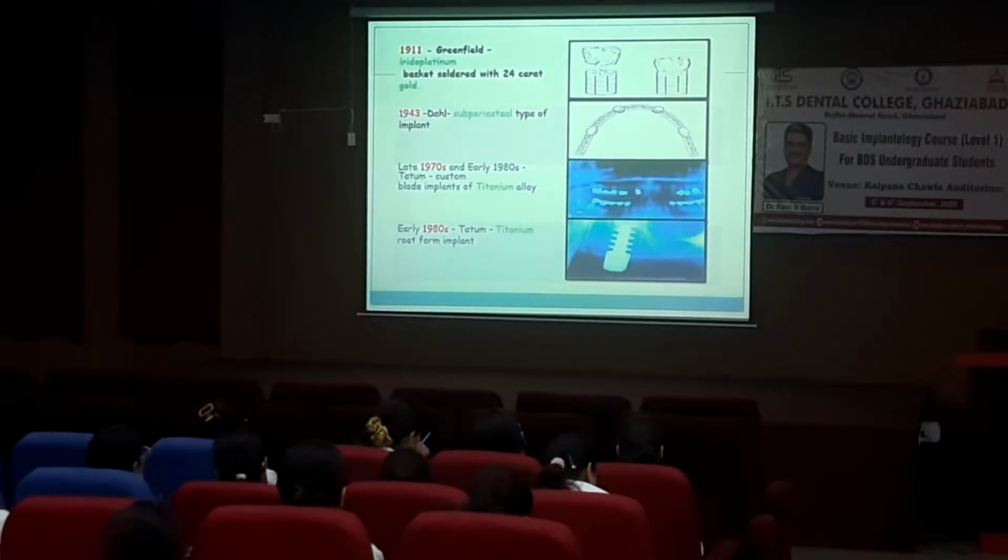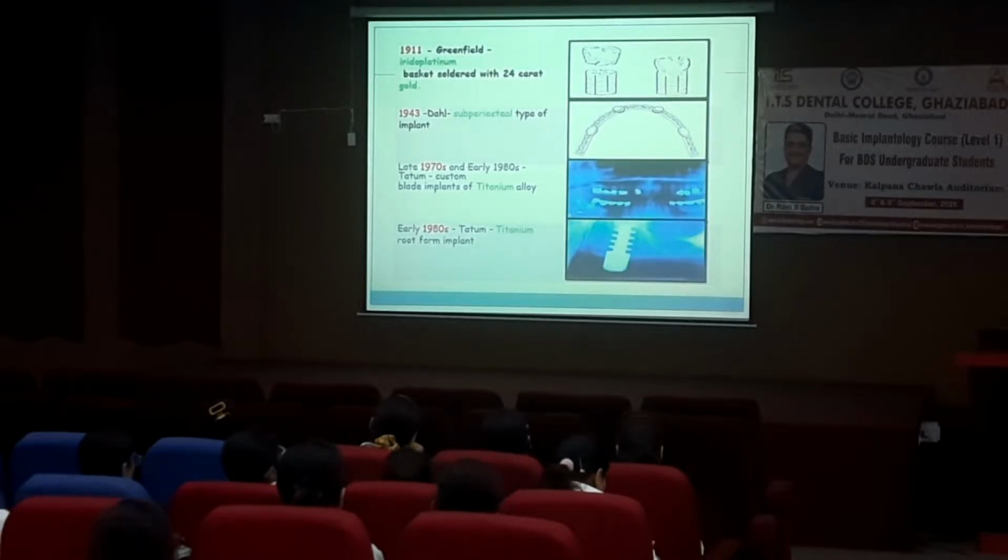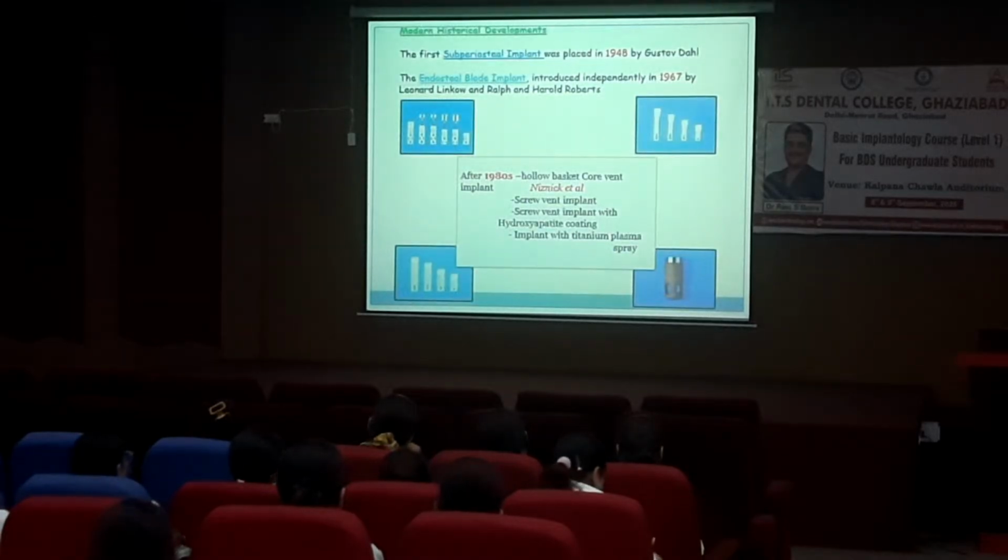Then in 1980, Tatum gave the first titanium root form implant. Why is it called root form? Because if you see the shape of the implant, it is almost like the root of a natural tooth. So that's why it is called a root form implant.